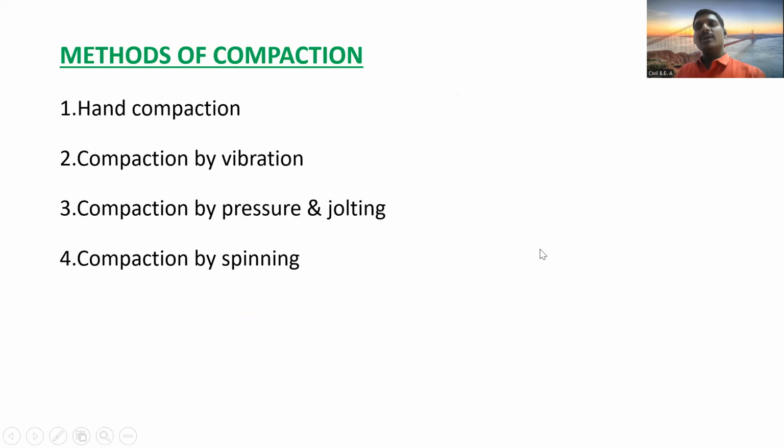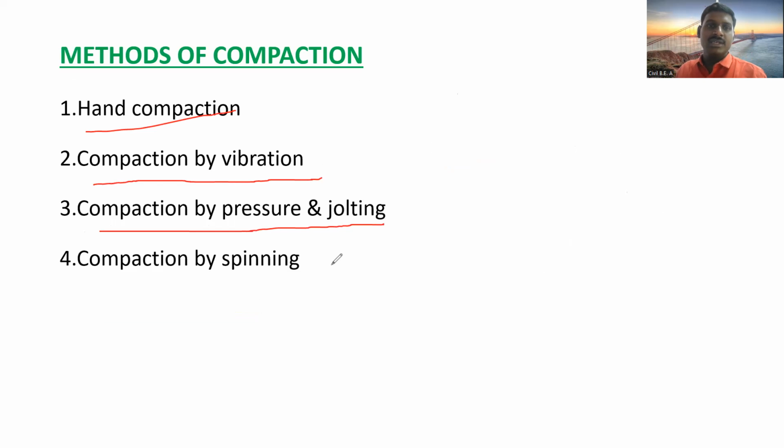Okay, so what are the methods of compaction we generally use? There are 3-4 methods we use for the compaction of concrete. The first method is hand compaction. Second, compaction by vibration. Thirdly, compaction by pressure and jolting, and fourth is compaction by spinning. So these 4 methods we are following.